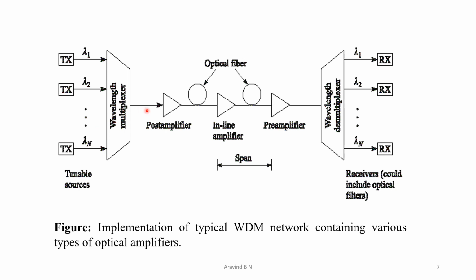cable. Then at the receiver, all wavelengths are separated into lambda 1, lambda 2 up to lambda n, and then given to the receiver part. In the middle we are going to have amplifiers, which involve the post amplifier, inline amplifier as well as the pre-amplifier, and this is the span of the optical fiber that is mentioned over here.